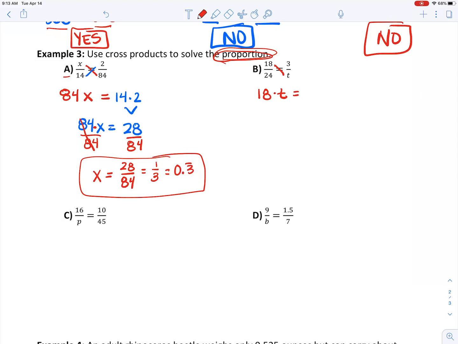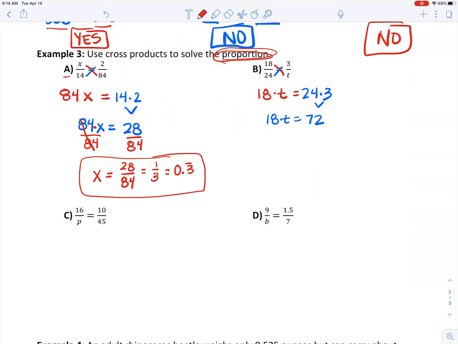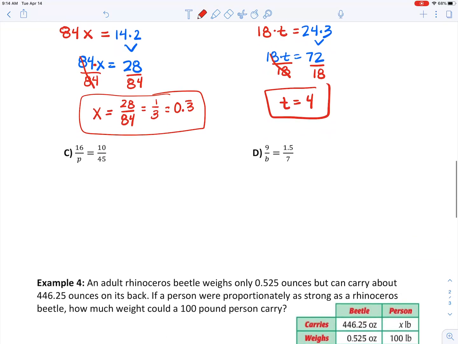So it's okay for me to say that 18 times t is equal to 24 times 3. Okay. So 18 times t, I can't simplify, I just write that down. But 24 times 3, that is 72. Now, how do I get rid of 18 times? Well, I do the opposite. I divide by 18. So t is going to be 72 divided by 18, which is the number 4.